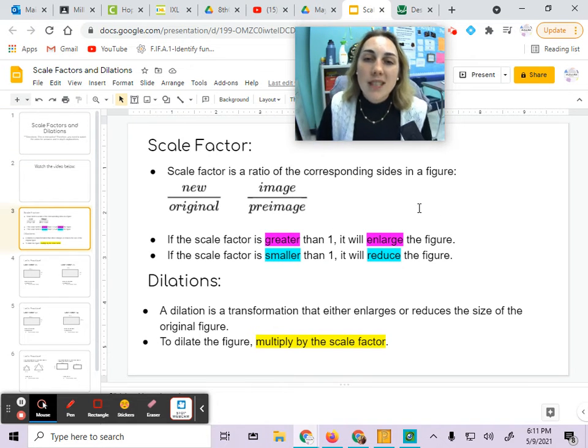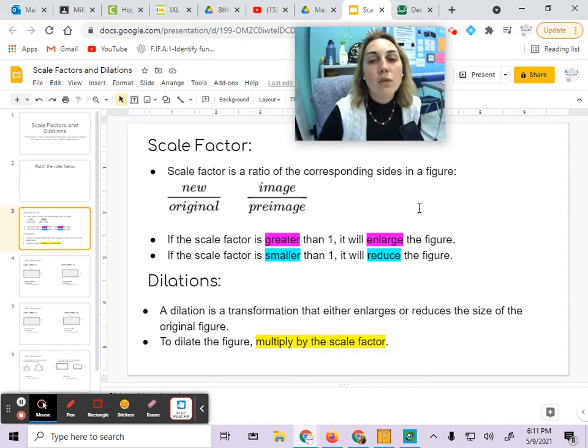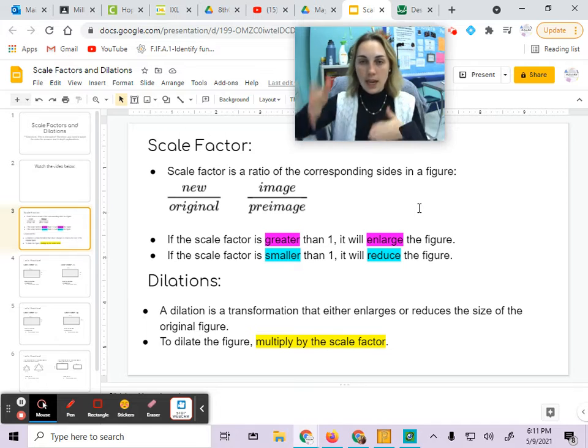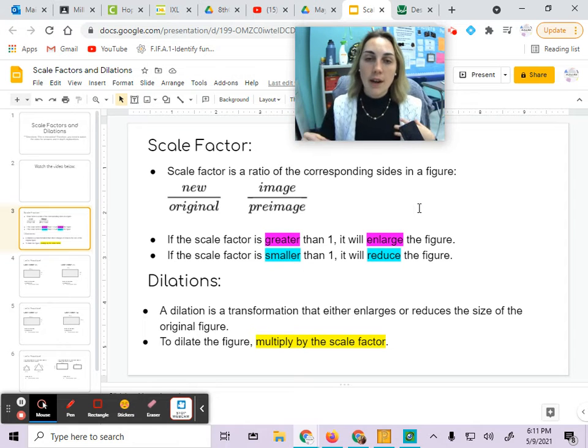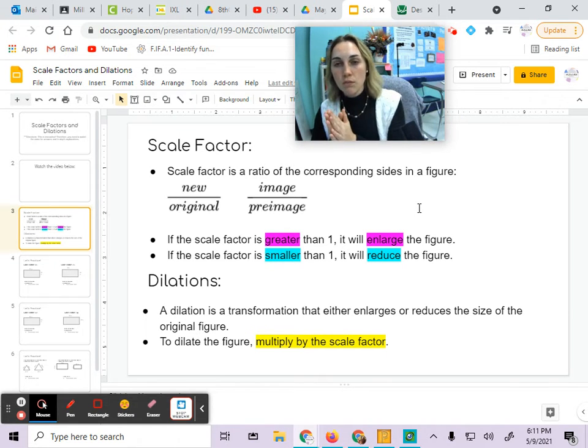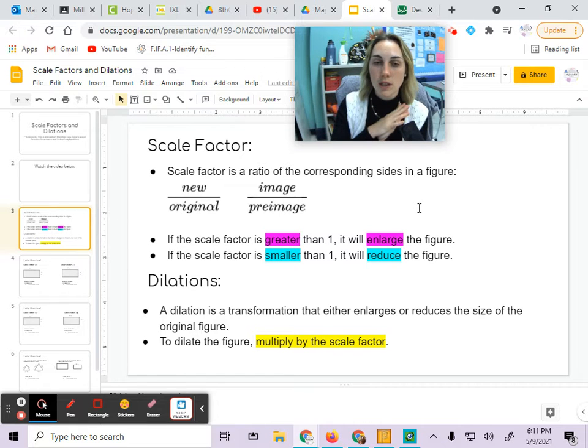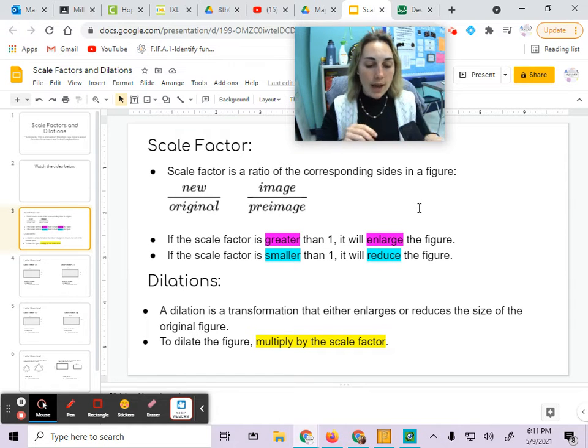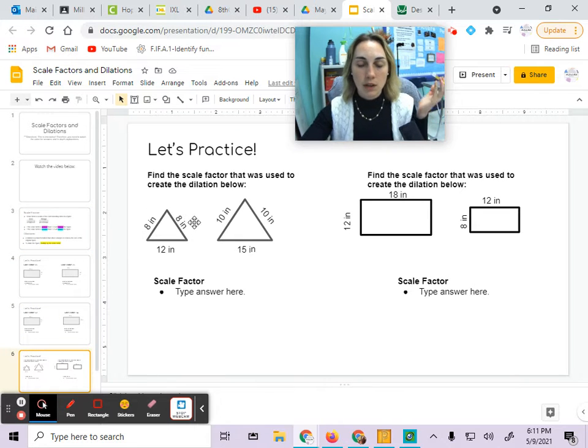All right, so let's talk about scale factor real quick. Scale factor is a ratio of corresponding sides in a figure. So for example, if you have a side of a shape, there's going to be a new side of the shape and then the original side of the shape. Let's look at this example real quick.